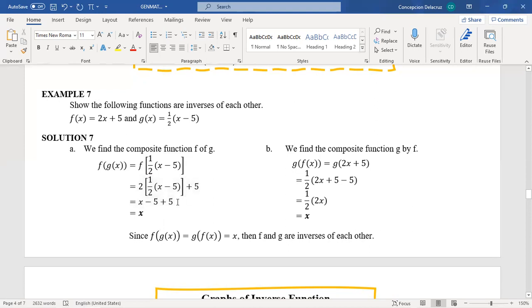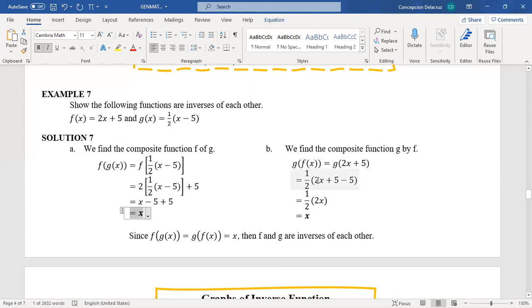So negative 5 plus 5 is equal to 0. So we have the answer of f of g of x, which is x. And also next one, we have the composition function of g of f. So g of f of x, substitute the value of 2x plus 5 to the x of g.